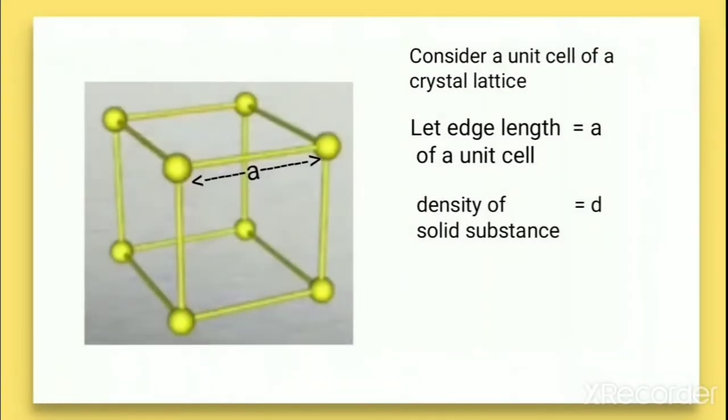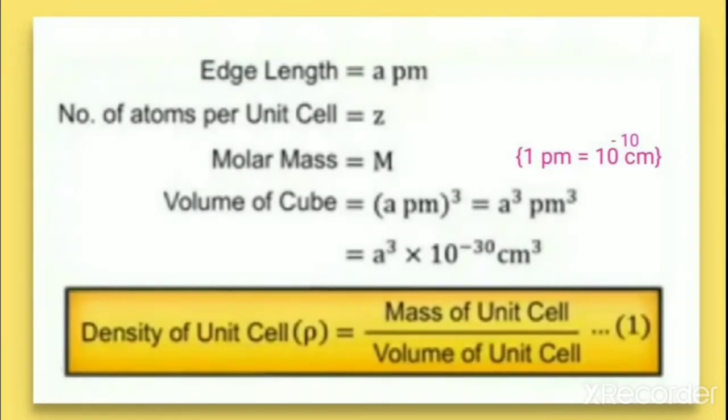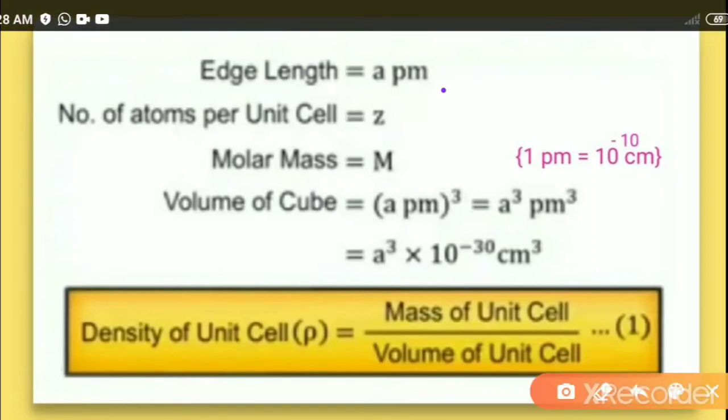Let us consider a unit cell in which the edge length is taken as A, and the density of the solid substance is taken as D. Here the edge length is taken in picometer, that is A picometer. The number of atoms in the unit cell is taken as Z. Capital M is the molar mass. The volume of the cube, we know, is A cube, so that is A cube picometer cube.